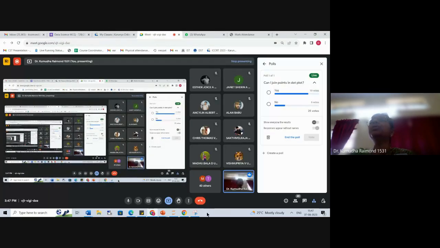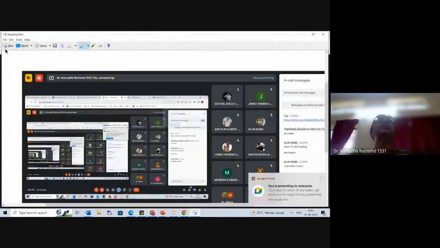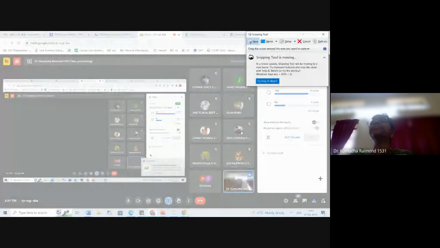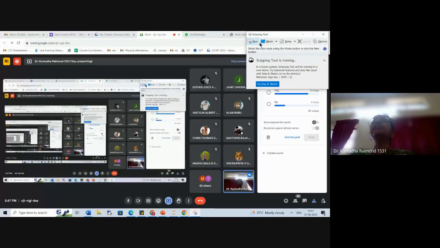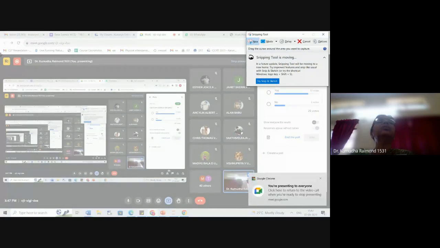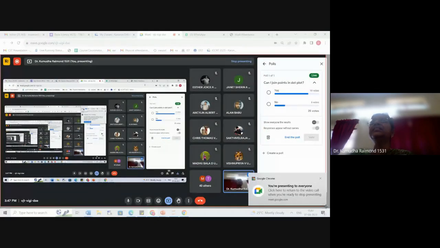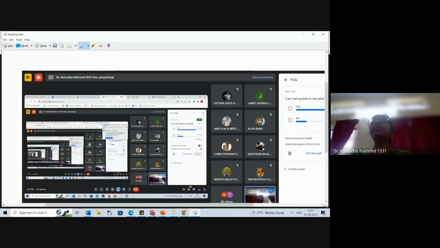Okay, so see here how many people have responded to the polls. Only 25 people have responded to the polls. So what does it actually mean? Does it mean only 25 people are around? That's what it means.